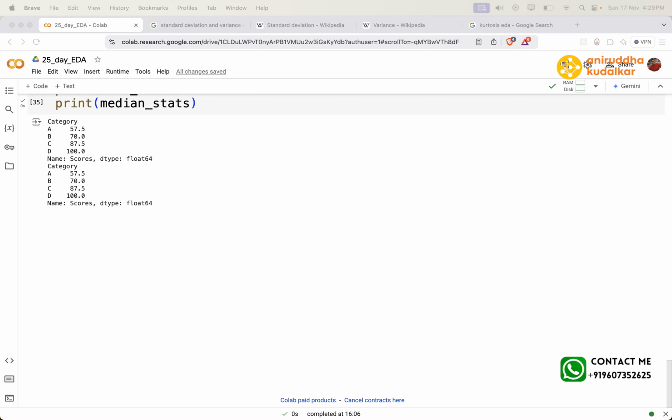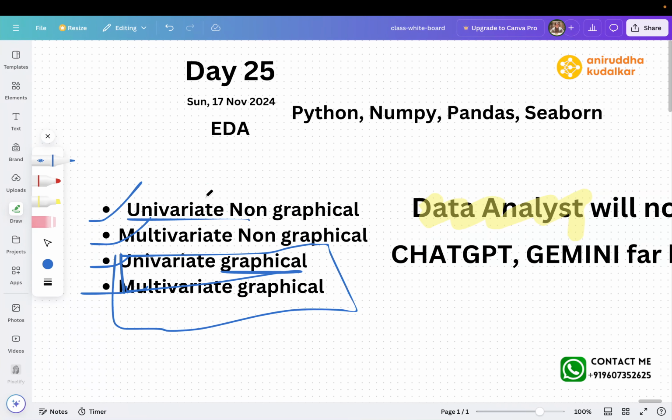Aniruddha, you said that in future ChatGPT and Gemini will do all the things. Say that again. You said ChatGPT and Gemini will do the work that data analysis is doing. So how will it help us?